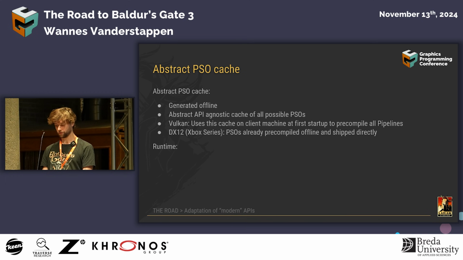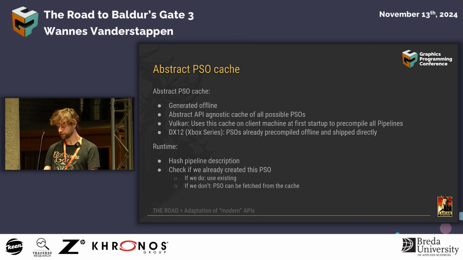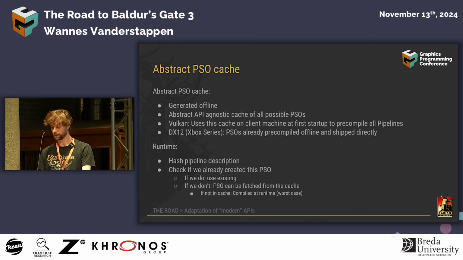And what does this mean at runtime? Well, we hash the description that we have of the pipeline. We check if we already created this PSO. If we did, we'll use it. If we didn't, then it can be fetched simply from the cache. If not, in the worst case, we compile it at runtime, but again, I don't think we saw this happen a lot.